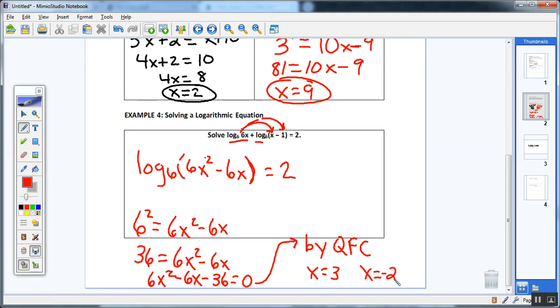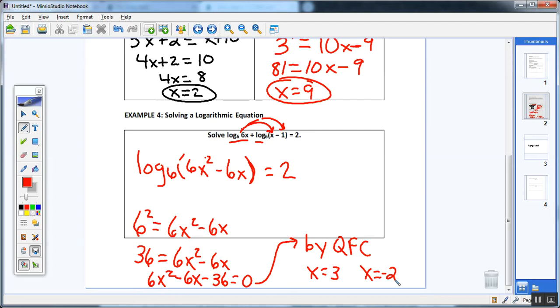Now, kids, here's the tricky part. If you recall your vocabulary, one of the vocab terms up there was what? What type of solutions? Extraneous, okay?